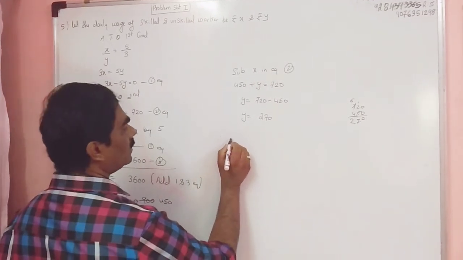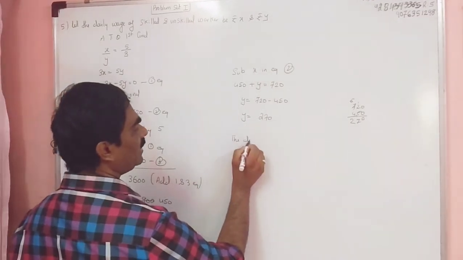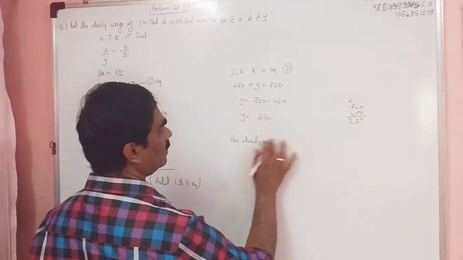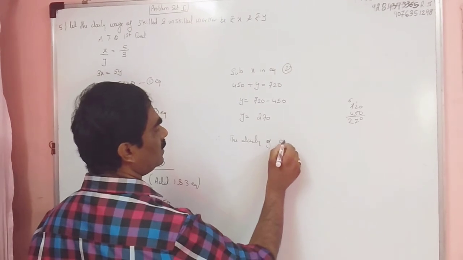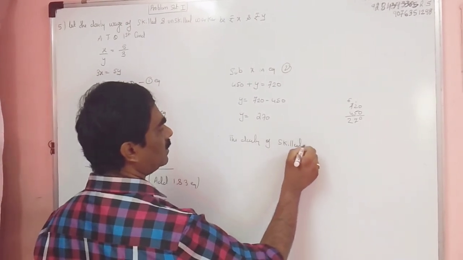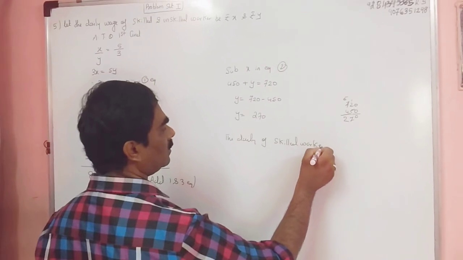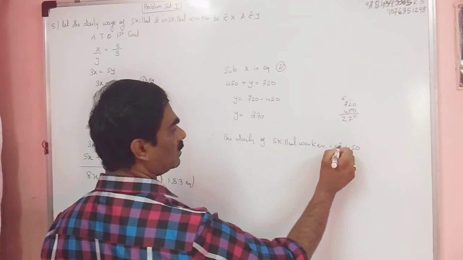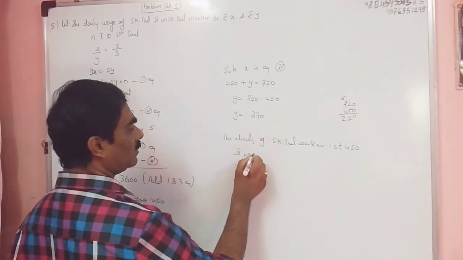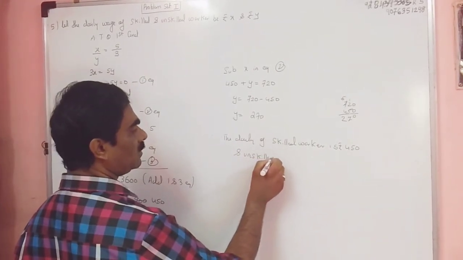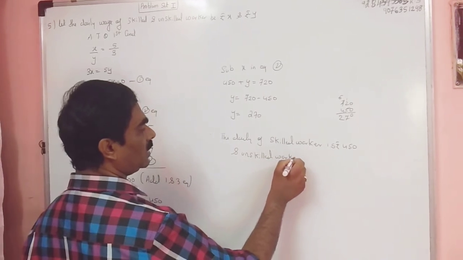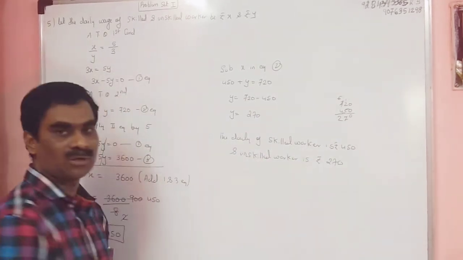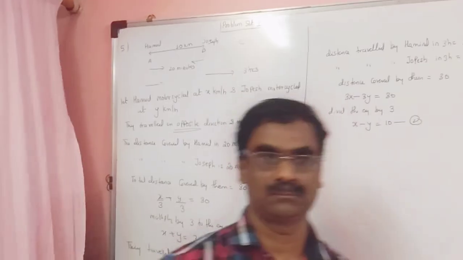Therefore, the daily wage of a skilled worker is 450 rupees and of an unskilled worker is 270 rupees. This is our fifth sum.